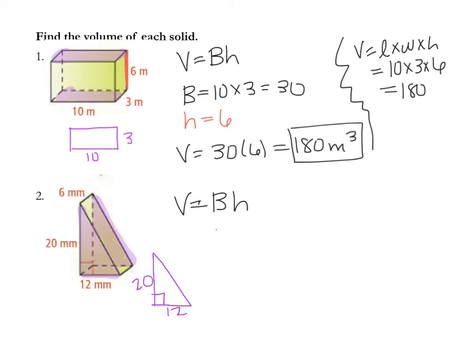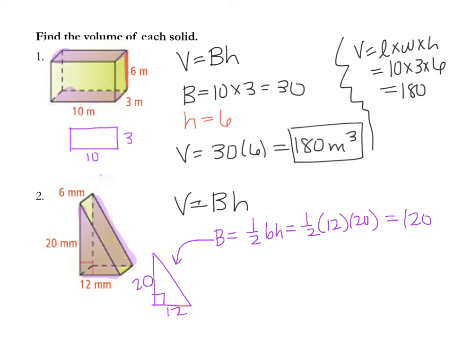So remember, big B means area of the base. So I need to find the area of this triangle. Since it's a right triangle, I can do 1/2 base times height. And they were nice here and gave me both of those numbers. So I can do 1/2 of 12 times 20. And that's going to be half of 240, which is 120.